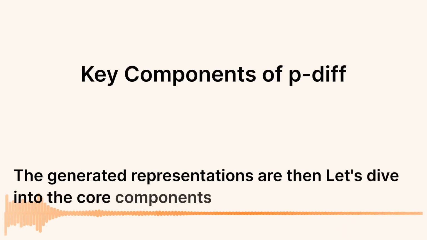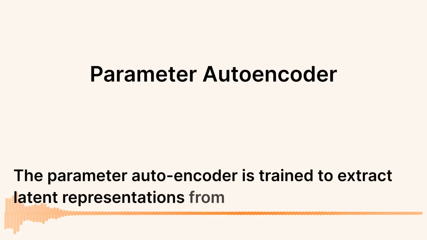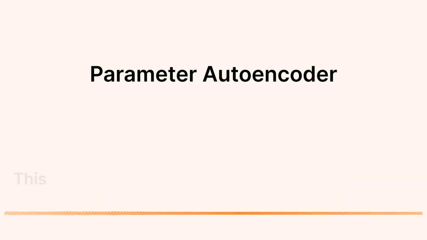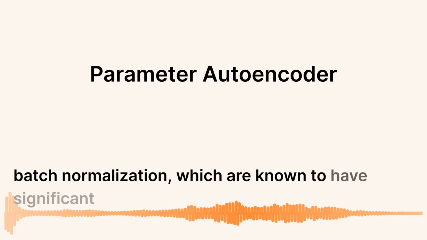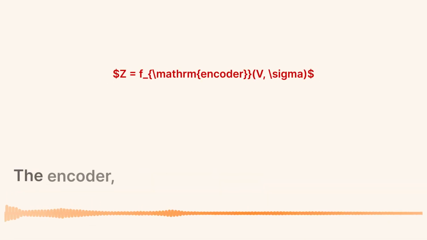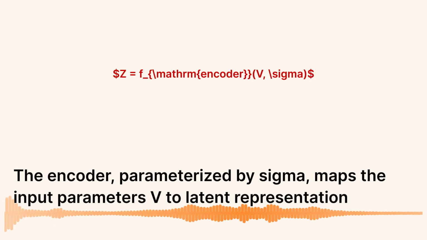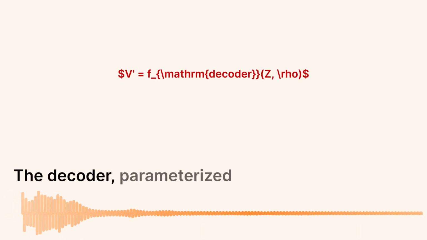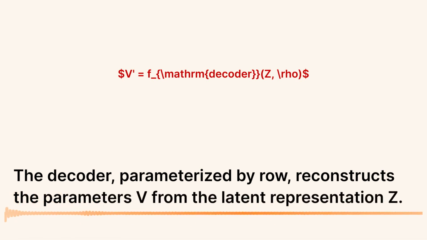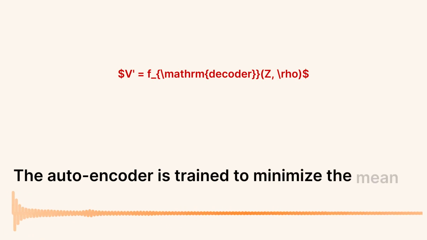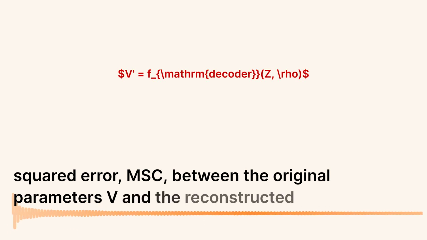Let's dive into the core components of p-diff. The parameter autoencoder is trained to extract latent representations from a subset of trained network parameters. This subset is typically chosen from layers like batch normalization, which are known to have significant impact on performance. The encoder, parameterized by sigma, maps the input parameters v to latent representations z. The decoder, parameterized by rho, reconstructs the parameters v from the latent representations z. The autoencoder is trained to minimize the mean squared error, MSE, between the original parameters v and the reconstructed parameters v'.